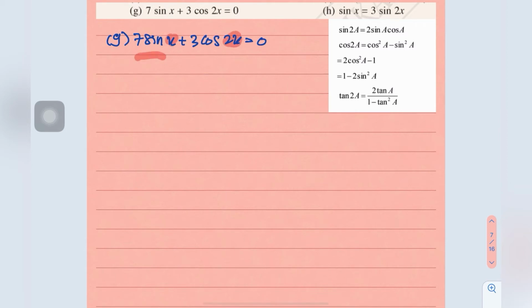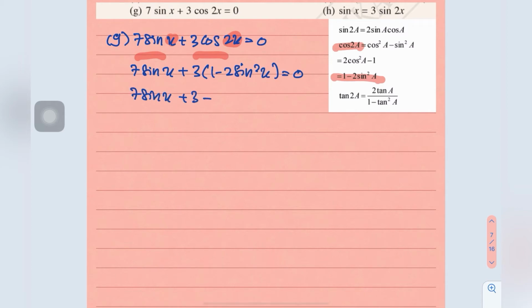And then sine and cos is not uniform as well. So you have to make it uniform first. Now you can use the double angle formula. cos 2A equals, all in terms of sine, we choose the last one. So we substitute: 7 sin x plus 3 times (1 minus 2 sin squared x) equals 0. So 7 sin x plus 3 minus 6 sin squared x equals 0.